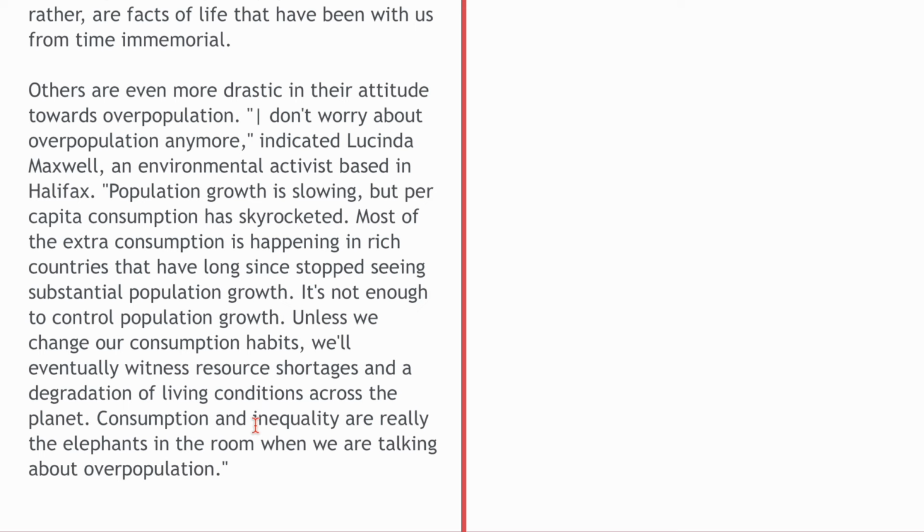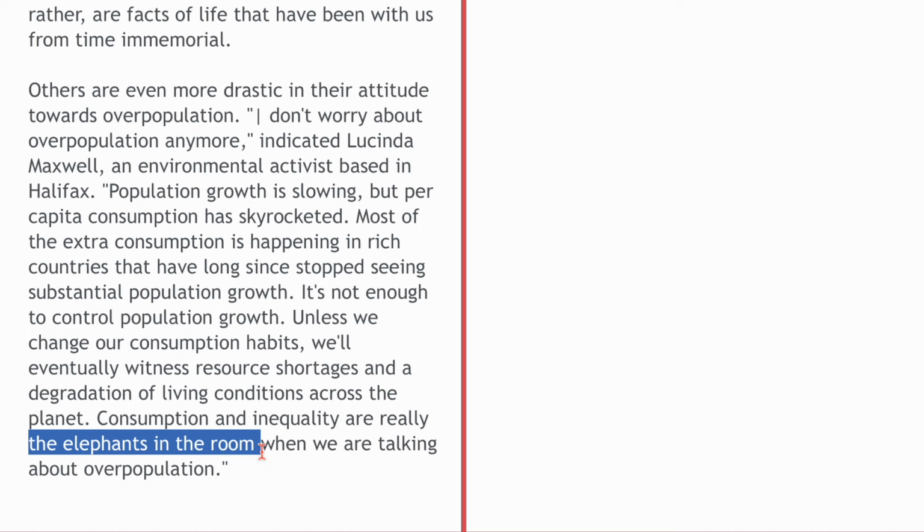"Consumption and inequality are really the elephants in the room when we are talking about overpopulation." So there we have that, the elephants in the room. Very interesting phrase. It's an expression, a very good expression to use in your speaking and writing. We'll try to use that in our next speaking and writing. How about that?